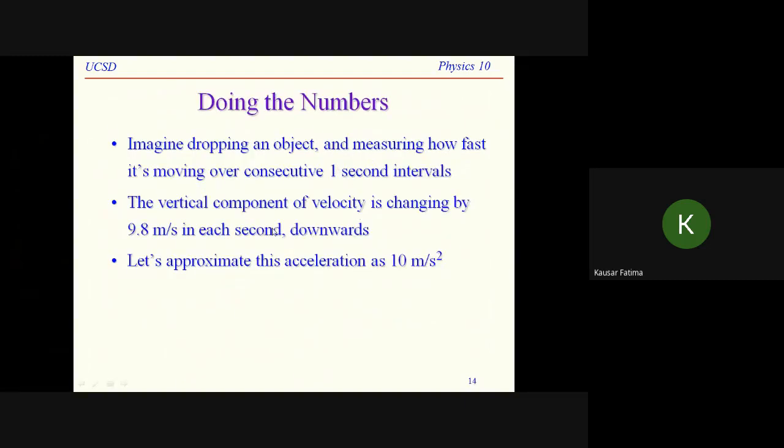This is another exercise, doing it with the numbers. Imagine dropping an object and measuring how fast it is moving over consecutive 1 second intervals. The vertical component of the velocity is changing by 10 meter per second in each second, and we take it as 10 meter per second square.